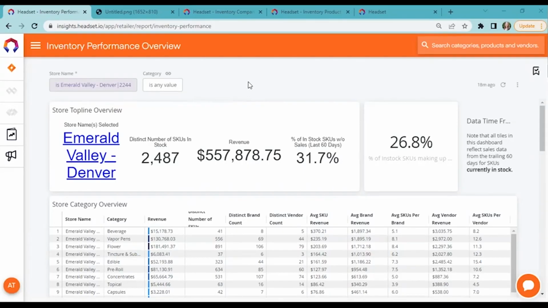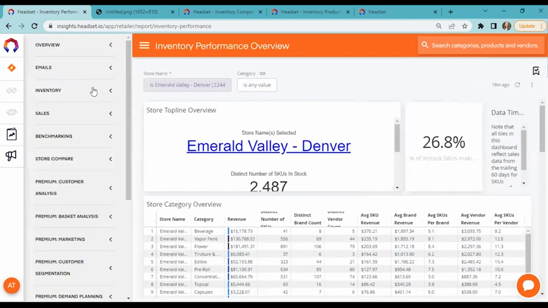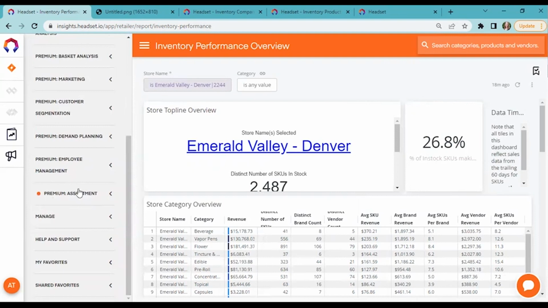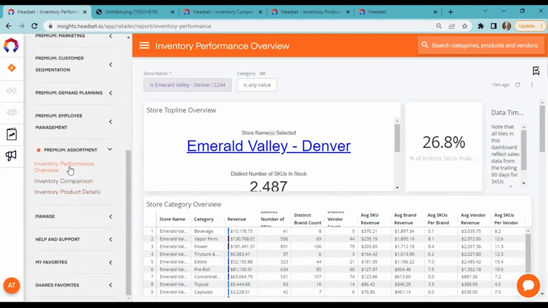So with inventory performance, I should mention that where we are at in the platform is over here in premium assortment. And we're going to be looking at the three dashboards that are within the module today: inventory performance overview, comparison, as well as product details.